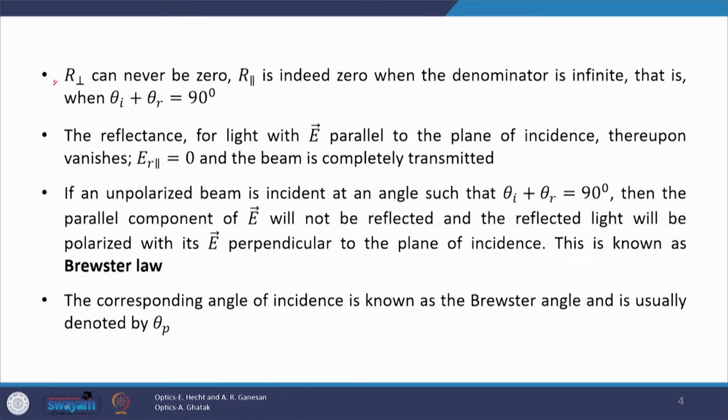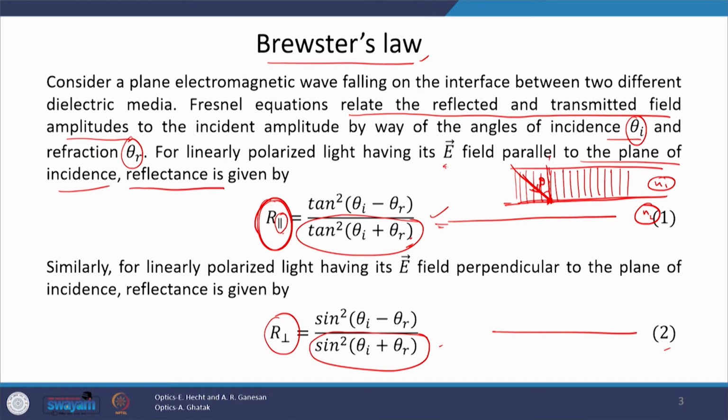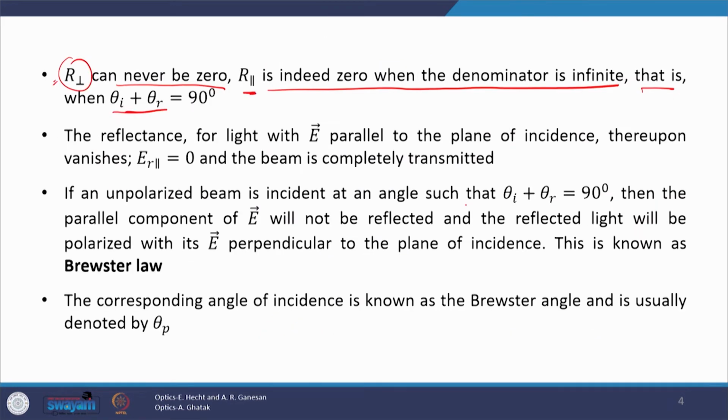Okay. Therefore, r perpendicular can never be 0, while r parallel is indeed 0 when the denominator is infinite, that is when theta I plus theta r is equal to 90 degrees and tan 90 is infinity. Therefore, equation 1 can go to 0, r parallel can be 0. The reflectance for light with E parallel to the plane of incidence thereupon vanishes, because E r parallel is equal to 0, and therefore, the beam is completely transmitted.